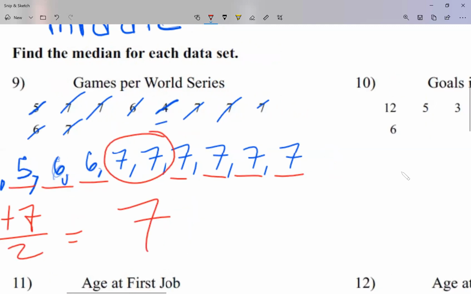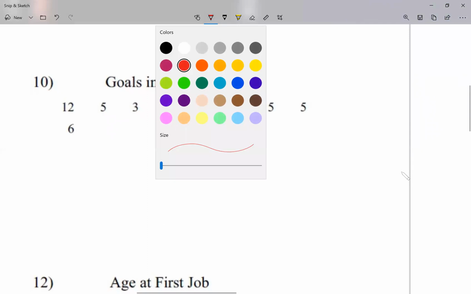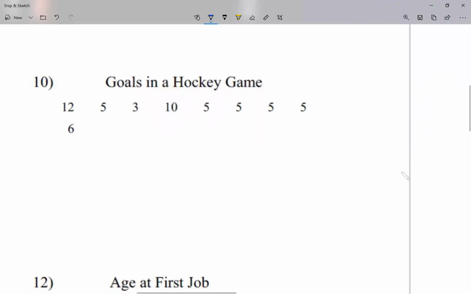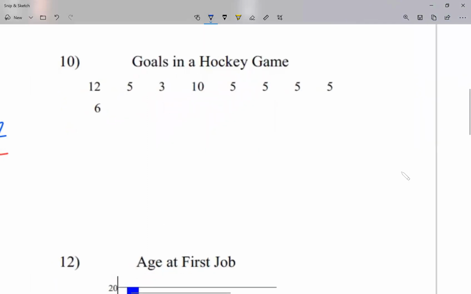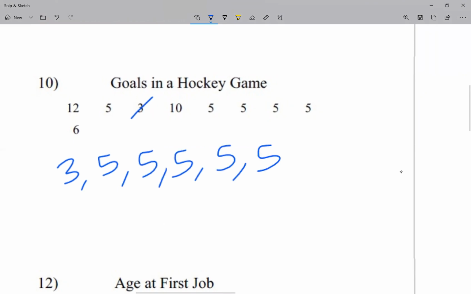Let's take a look at number 10. Like I said, the hard part is writing the numbers in order from small to large. The smallest number that I see is a 3. So that's my smallest number. And then 5. I actually have 5 5s. So let's see, there's 1, 2, 3, 4, 5. Then my number is 6. Then I have a 10 and I have a 12.